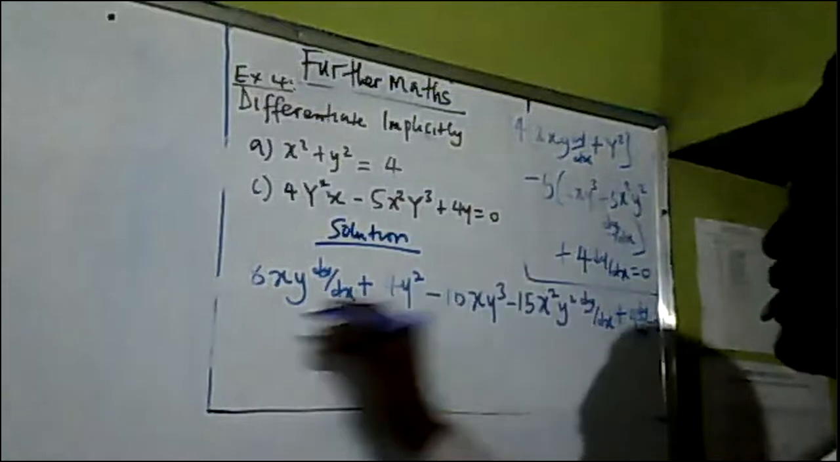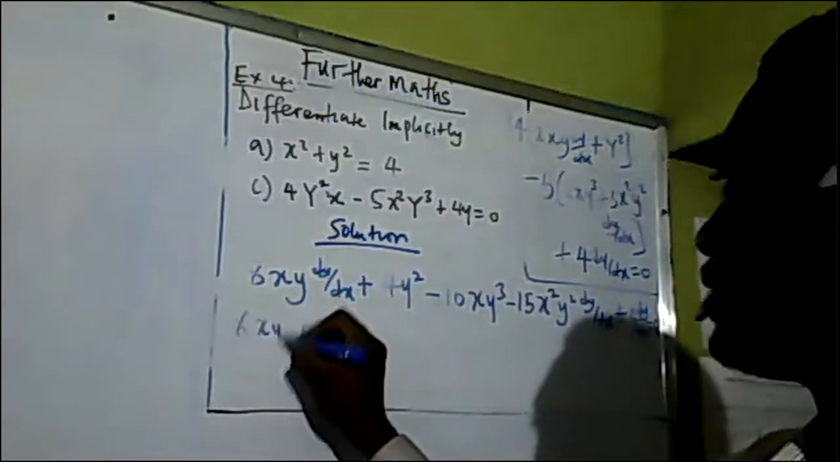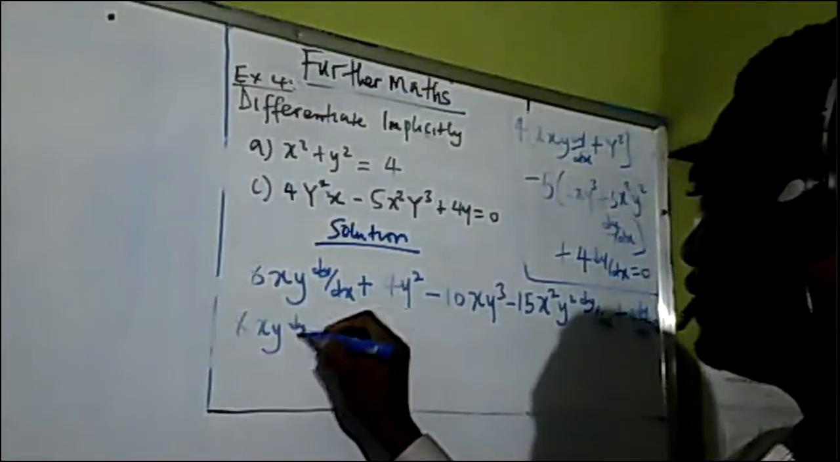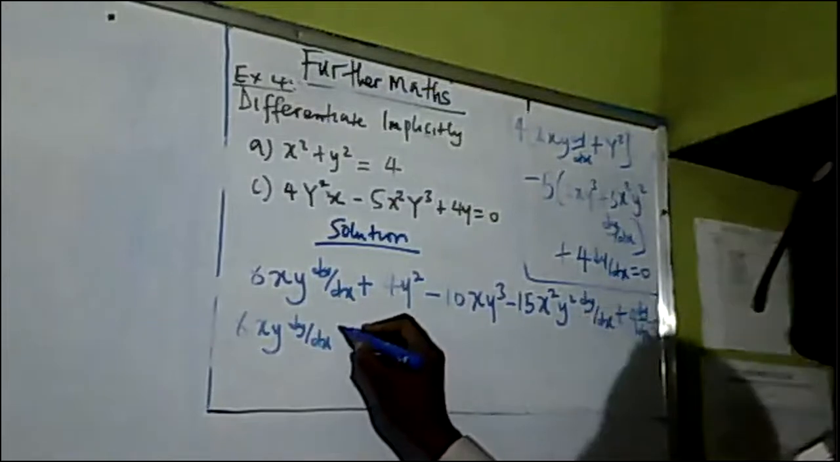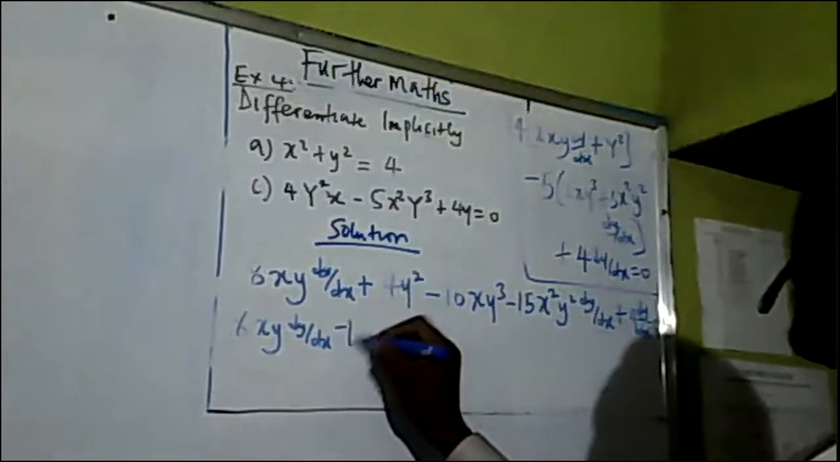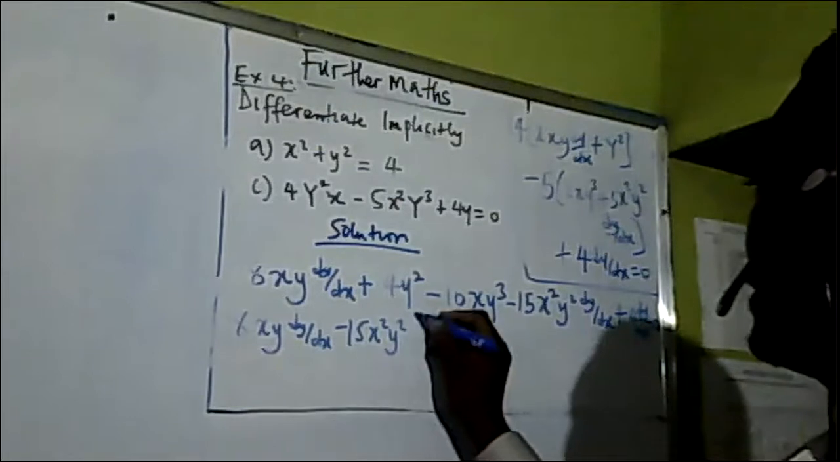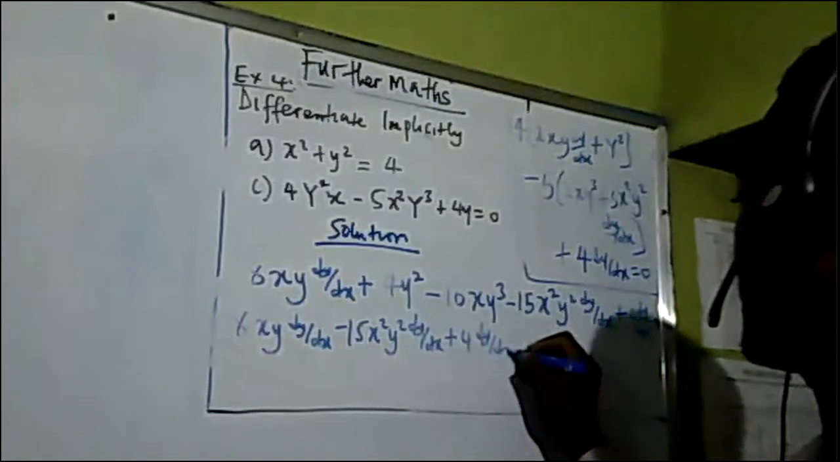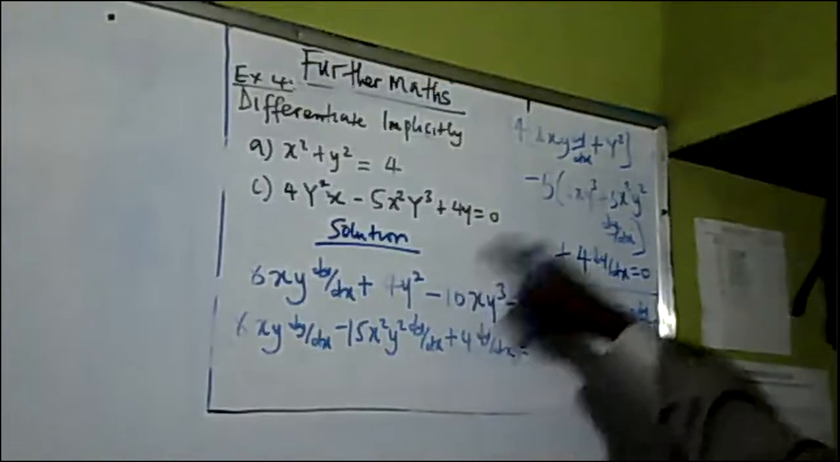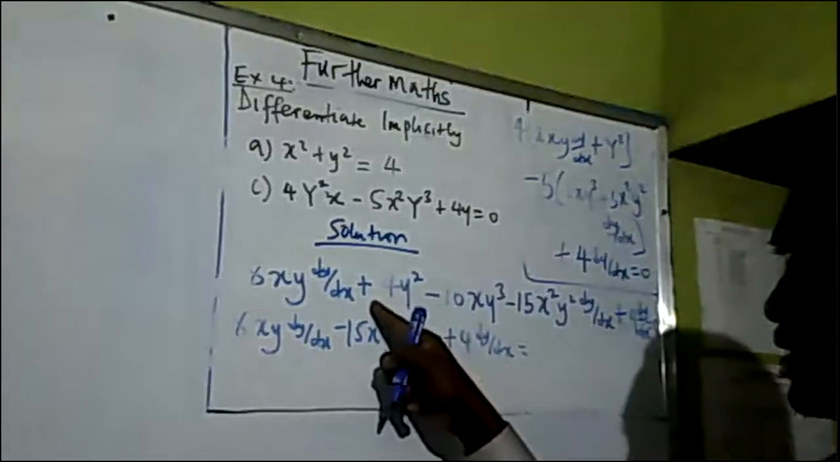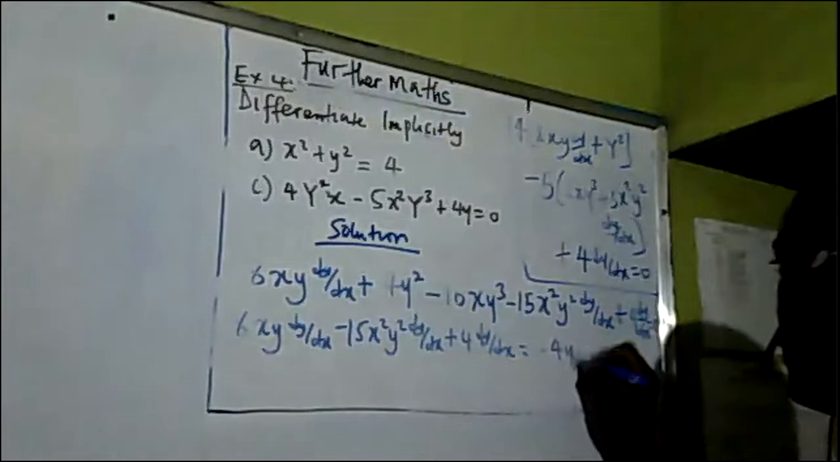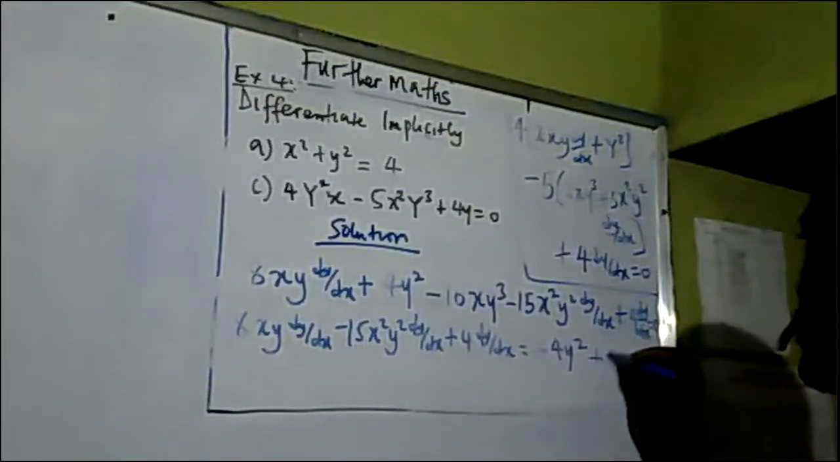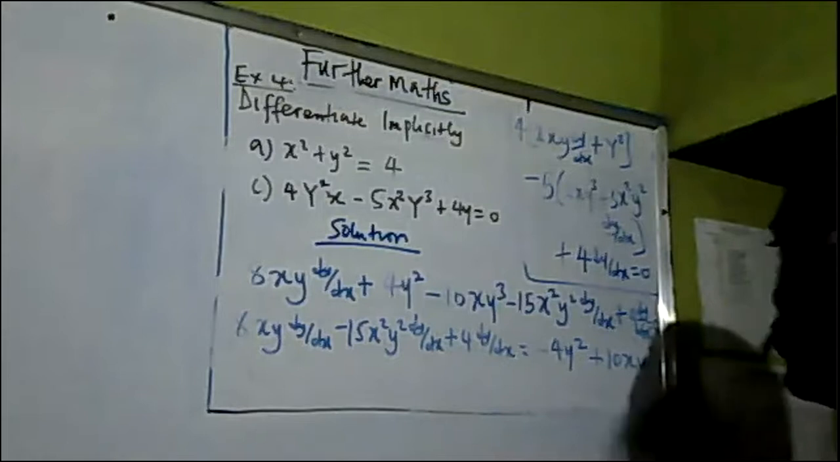The other one should move to the other side. So this gives us 8xy dy over dx minus 15x squared y squared dy over dx plus 4 dy over dx equal to, this one will move here, this will move here. So this was plus, now moving to the other side, minus 4y squared. This one will turn to plus 10xy cubed.